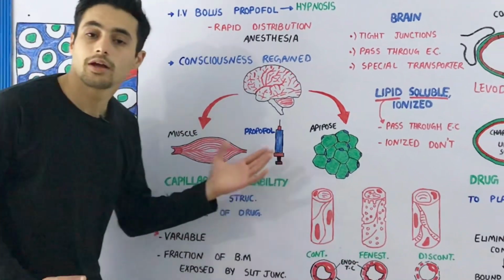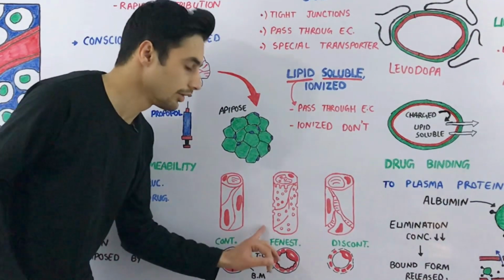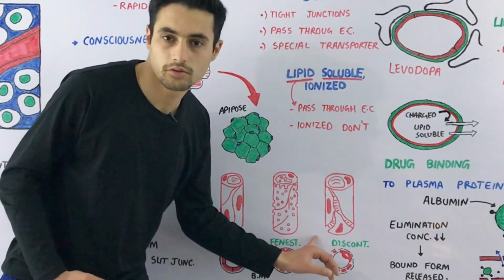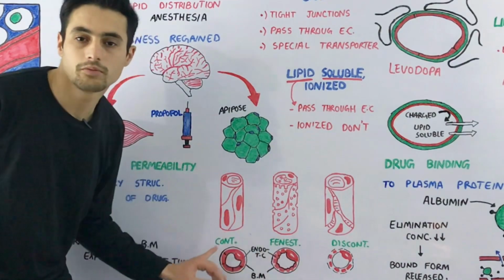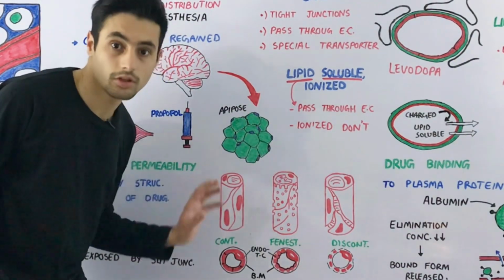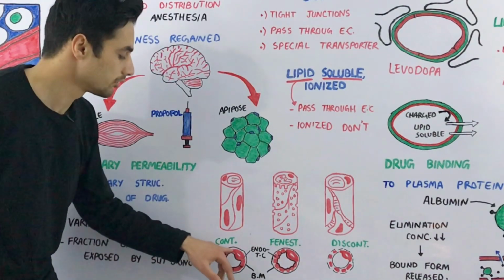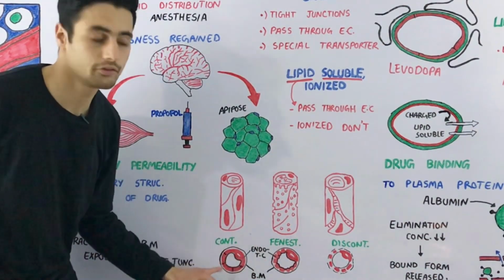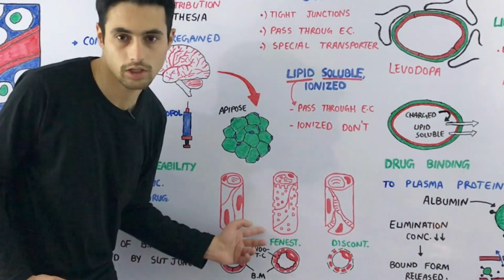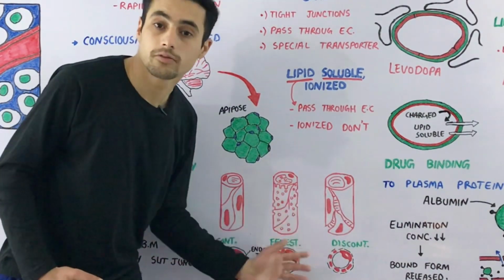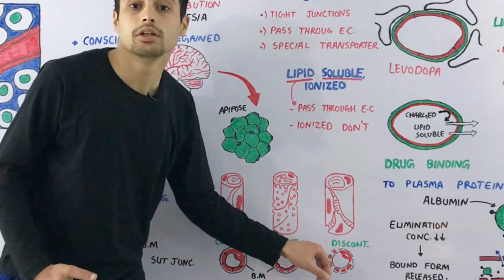The capillary permeability affects drug distribution because there are three types of capillaries: the continuous capillaries, the fenestrated capillaries, and the discontinuous capillaries. We know that the capillary consists of the lumen, and outside of the lumen we have endothelial cells, and outside of the endothelial cells we have the basement membrane. Some kinds of capillaries have no spaces between these endothelial cells, so they have tight junctions. Some kinds of capillaries have little spaces between the endothelial cells. We call them the fenestrated type of capillaries. And some others have a lot of space between the endothelial cells and their basement membrane. It's fragmented, so we call them the discontinuous capillaries.